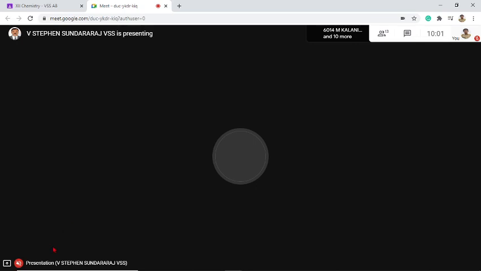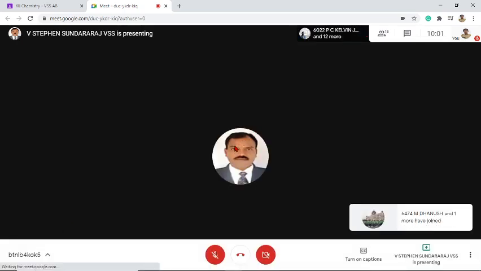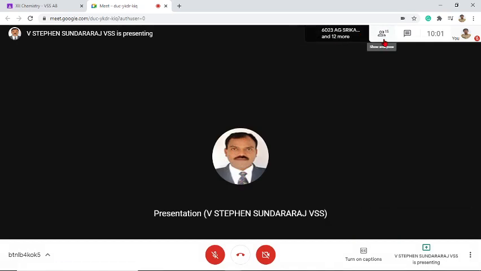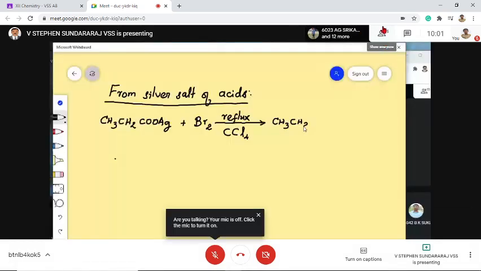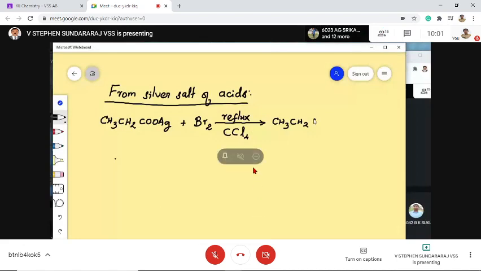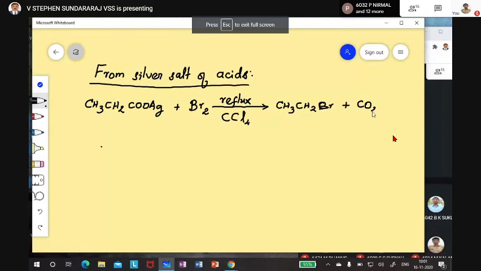So here, this is the speciality of the reaction, note that down also. CH3CH2Br, bromine you have taken, plus CO2 plus AgBr. One Br will be attached to the carbon chain, and the other Br becomes silver bromide. So note down the point here. Can anybody tell me what the speciality is?